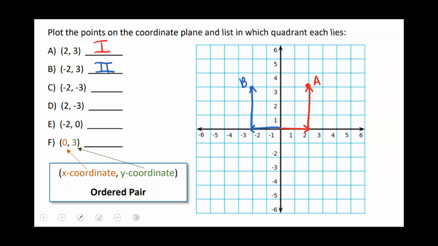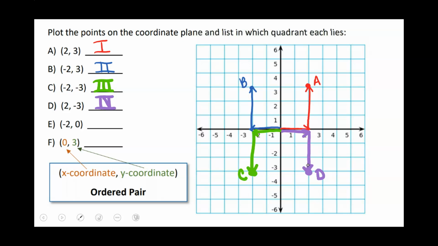All right, (-2, -3). So we're going to go back 2 for the negative 2 of the x value, and we're going to go down 3 for the negative 3 of the y value, and that would be in the third quadrant. And then (2, -3), I'm going to go forward a positive 2, and I'm going to go down a negative 3, and that last point would be in the fourth quadrant.